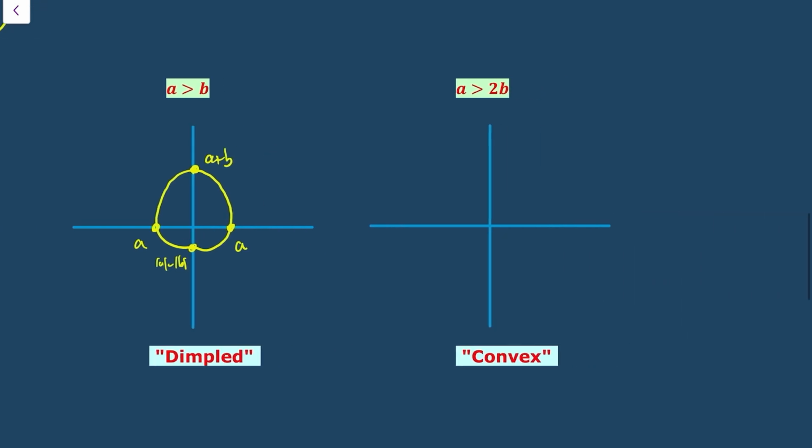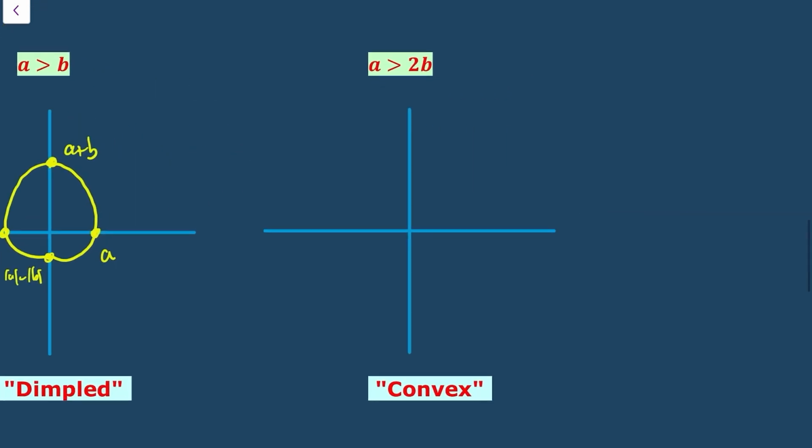And then when A is a lot bigger, strictly speaking when A is greater than 2B, I will have my convex limacon, which means the dimple straightens out, and I end up getting something that looks like this. Mod A minus mod B.